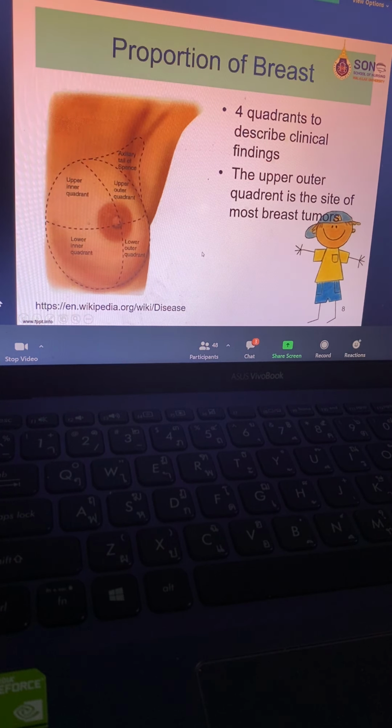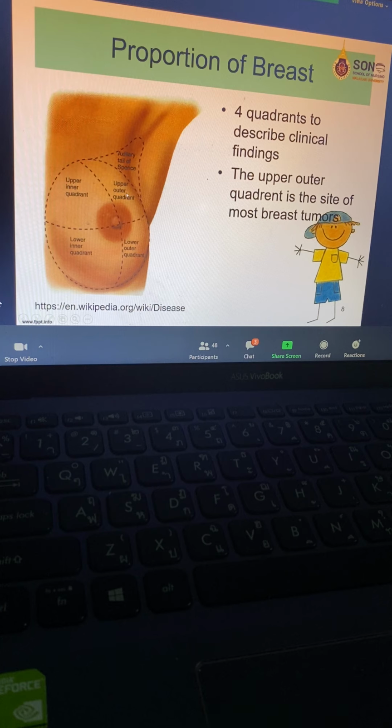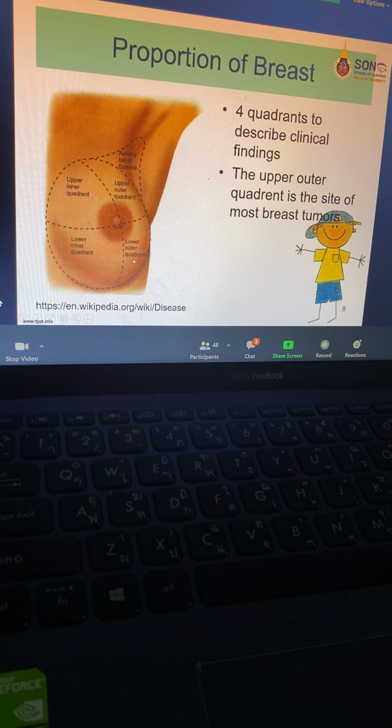Okay, this slide is important. For the proportion of the breast, generally the breast can be separated into 4 parts or 4 quadrants. From the picture, my cursor points to the upper inner quadrant, and my cursor points to the upper outer quadrant, and third I will talk about the lower inner quadrant, and finally the lower outer quadrant.